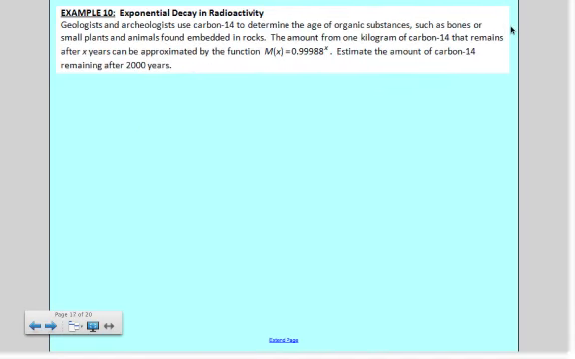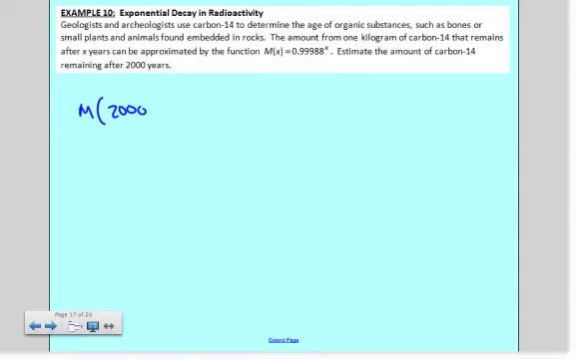Geologists and archaeologists use carbon-14 to determine the age of organic substances. The amount from 1 kilogram of carbon-14 that remains after x years can be approximated by this function. Estimate the amount of carbon-14 remaining after 2,000 years. Now the number 14 in this problem is not what you put in anywhere, so don't think that that's an important number, okay? What we want is the remaining amount after 2,000 years, and this is going to tell me how much is left. And this problem is not the year 2000, it is after 2,000 years have passed. So that is actually our x.